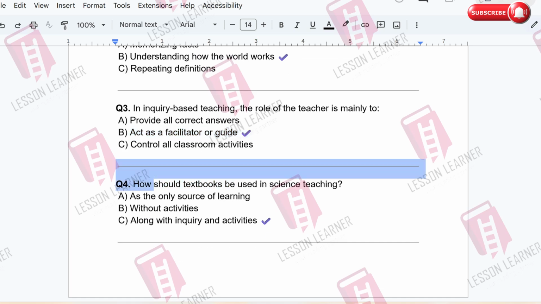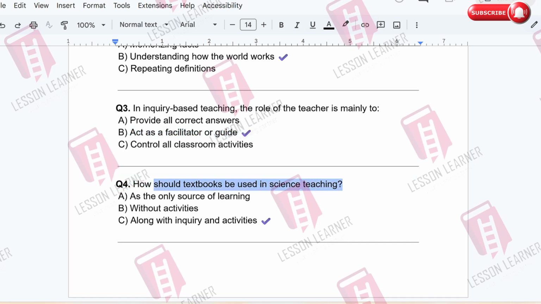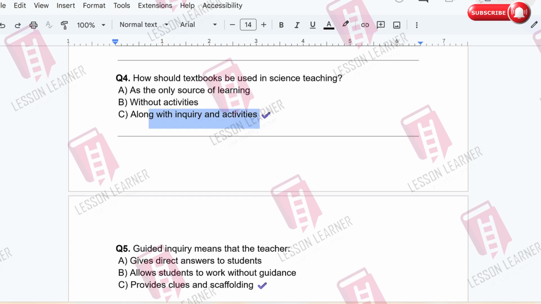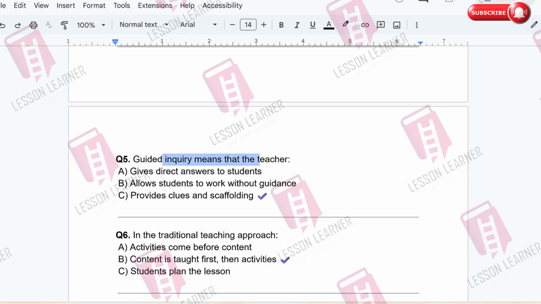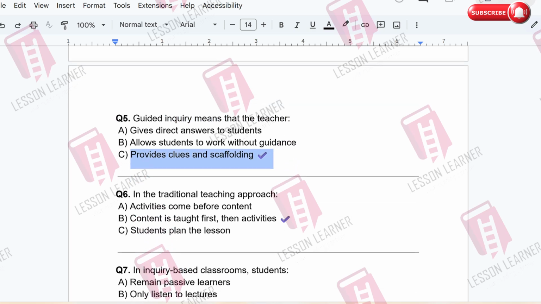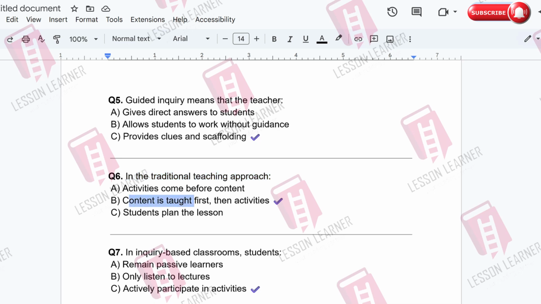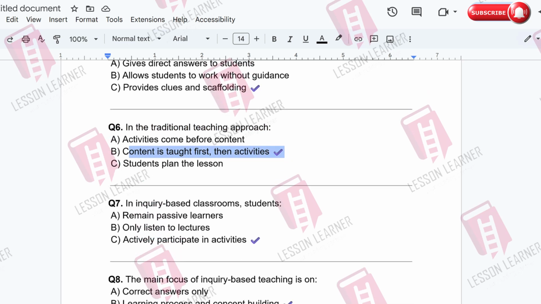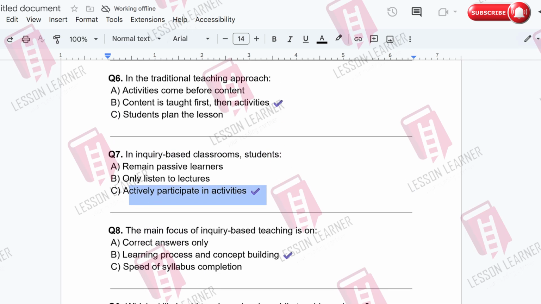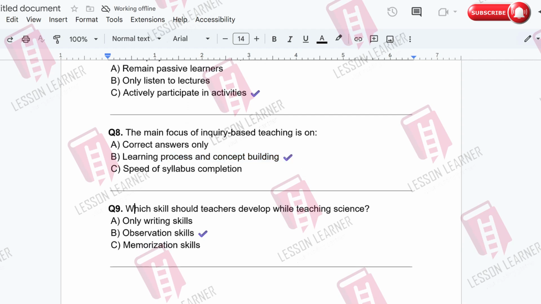How should textbooks be used in science teaching along with inquiry and activities? Guided inquiry means that the teacher provides clues and scaffolding. In the traditional teaching approach, content is taught first, then activities. In inquiry-based classrooms, students actively participate in activities. The main focus of inquiry-based teaching is on the learning process and concept building.